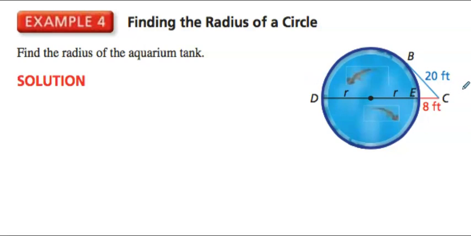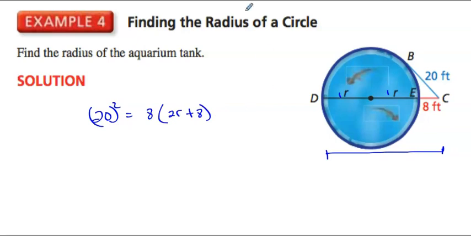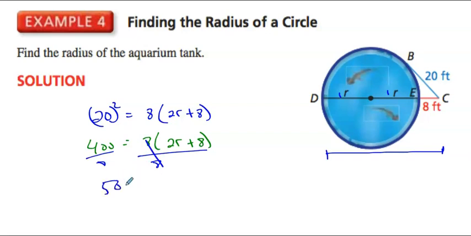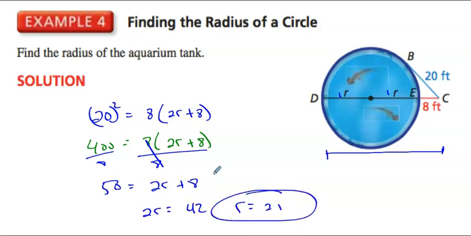All right, and you have 20 is the outside, so you know 20 squared is equal to 8 times. And now all of this, remember, just from here to here is r, 1r, 1r, and 8, so 2r plus 8. All right, so we got 400 equals 8 times 2r plus 8. You could easily divide by 8 right away, and you get 50 is equal to 2r plus 8. 2r is equal to 42, and r is equal to 21.